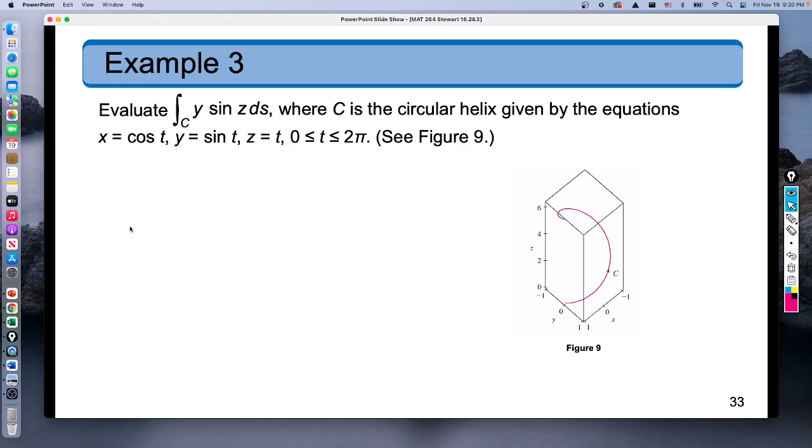Let's take a look at this one as an example. So we want to evaluate this integral of y sine of z ds, where c is a circular helix given by the equations, and so we know we're going to integrate from 0 to 2 pi. That's what t is going to do. These are our equations, so what we're going to do is go ahead and substitute. So we'll get the integration. y is going to be sine t. That's that substitution. Sine of z is, well, that's just sine of z.